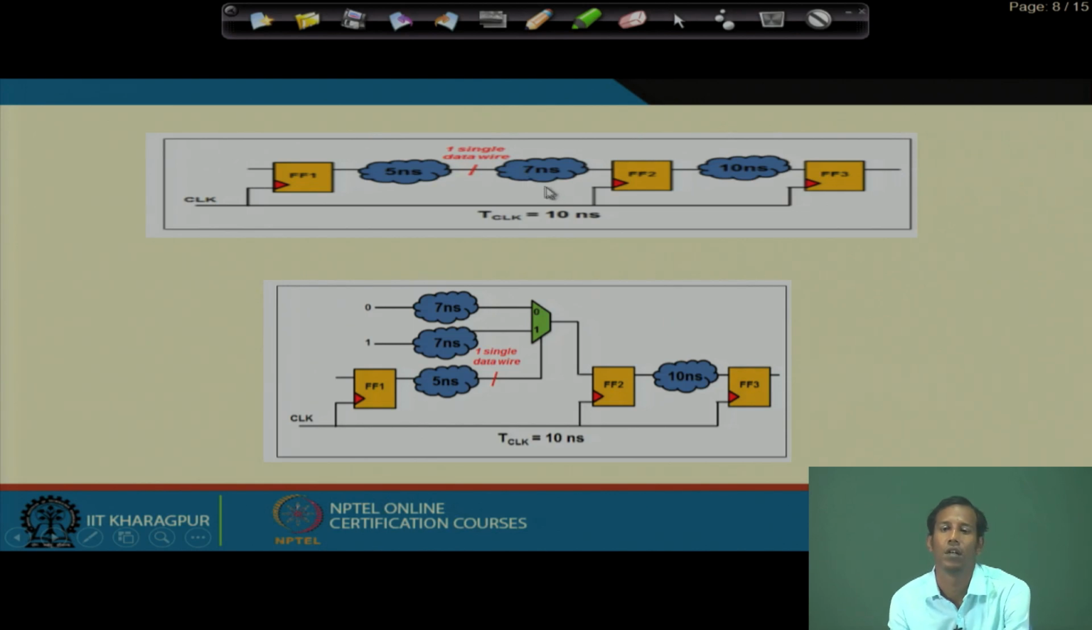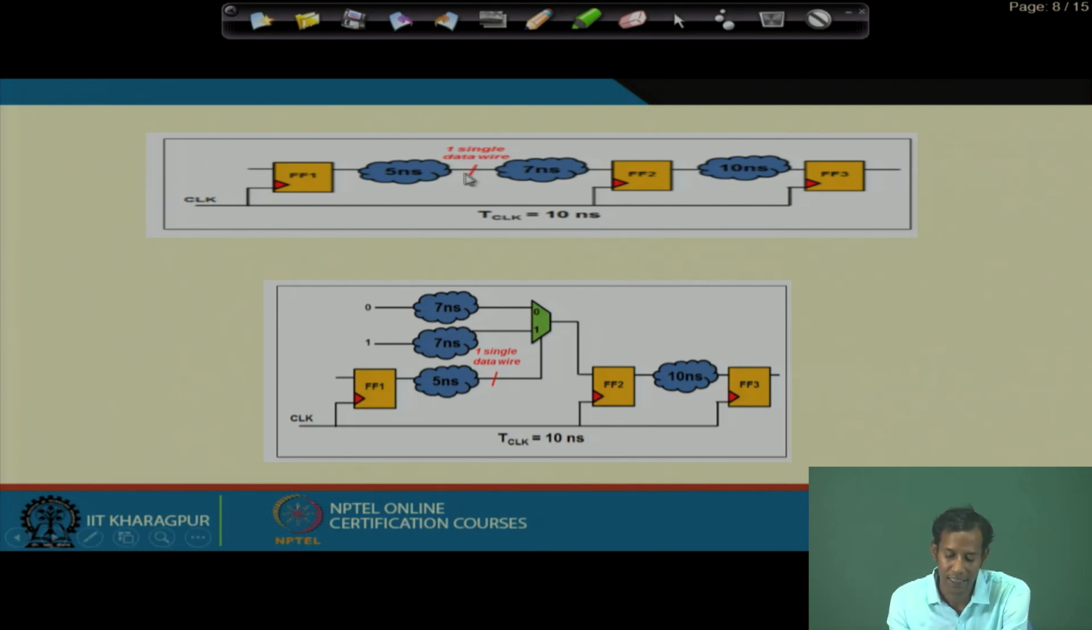So, is it possible, with some architectural changes, to achieve the corresponding clock cycle time of 10 nanoseconds, keeping the functionality the same? Whenever we do some kind of architectural modification or optimization, we always have to remember that the functionality will remain the same. So, keeping the functionality the same, can I achieve the clock period of 10? I can achieve it. How?